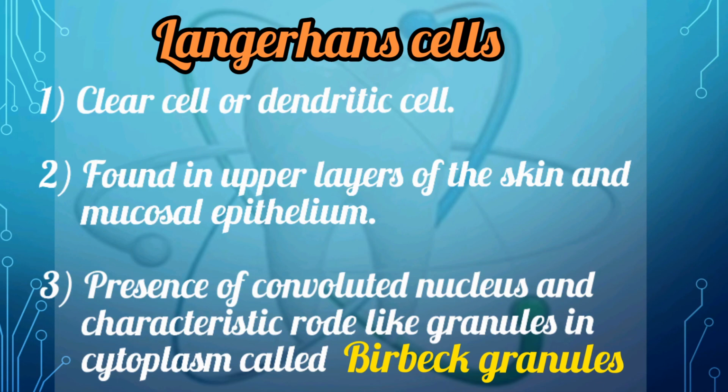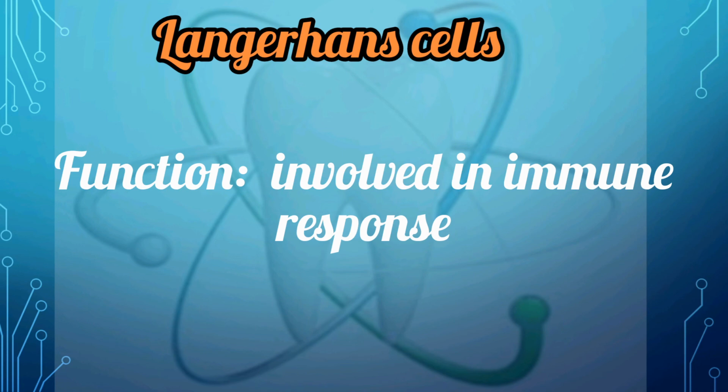The next type of non-keratinocyte is the Langerhans cell. The Langerhans cell is another clear cell or dendritic cell which is found in the upper layers of the skin and the mucosal epithelium. This cell has a convoluted nucleus and characteristic rod-like granules in the cytoplasm, which are termed as Birbeck granules. Langerhans cells are involved in the immune response.